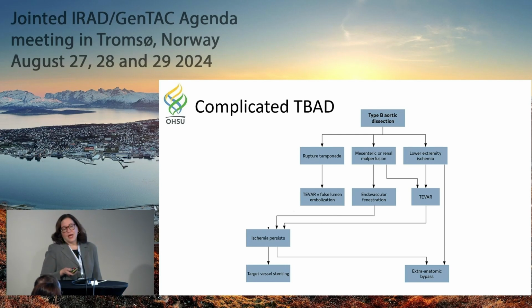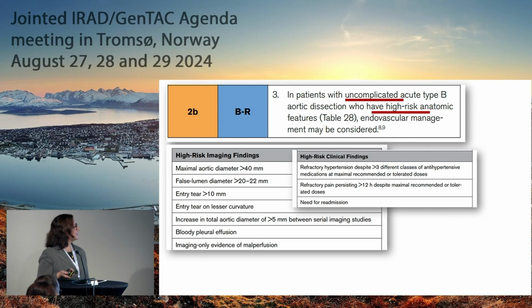And then the TEVAR: how far should you extend it when you do these operations? Should you do adjunctive branch vessel stenting, or should you do an extra-anatomic bypass, depending on whether or not you have resolution of the malperfusion with the TEVAR?